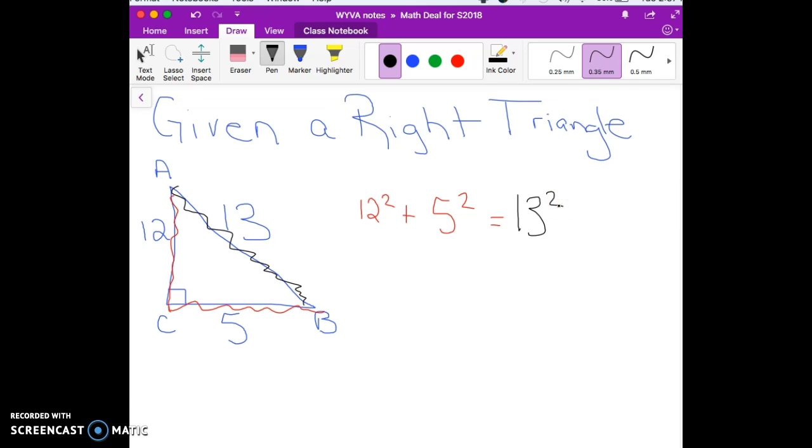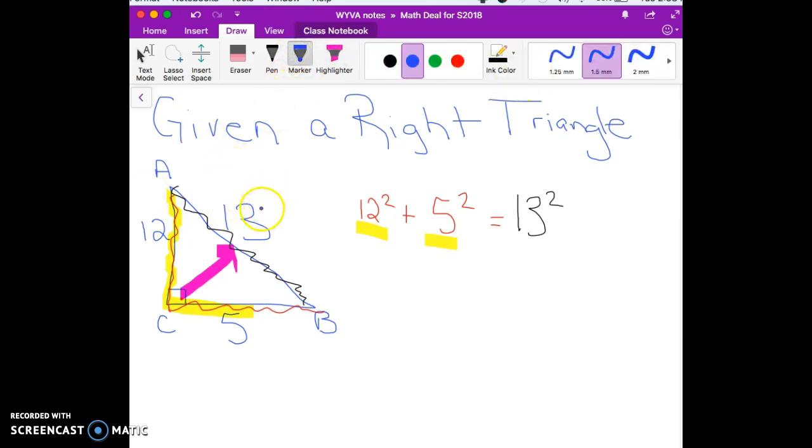So how do I know what's what? Well, check out my sides. My sides make, no, my mouse doesn't want to move, an L. There is an L right there. The sides make an L. So that's what I put on my left-hand side. And then the side opposite the 90-degree angle, the right angle, that's called my hypotenuse.